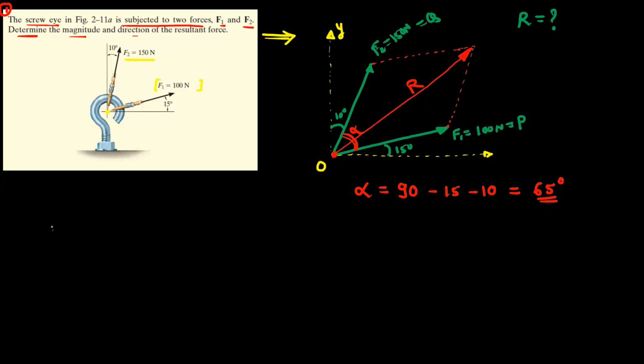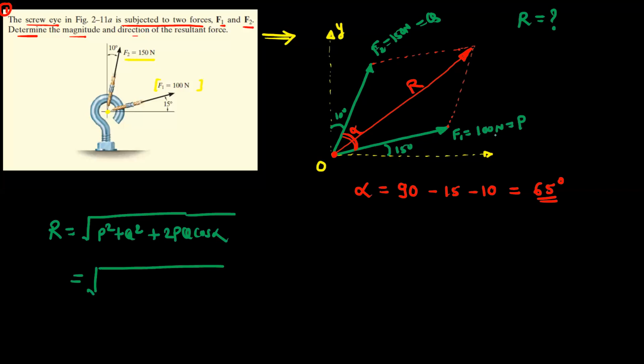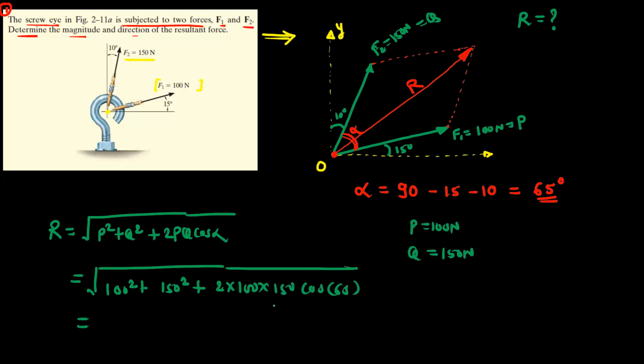Now use the law of parallelogram. So resultant R is equal to the square root of P square plus Q square plus 2PQ cos of alpha. So here P value is 100 Newton, force Q is equal to 150 Newton. So this is 100 square plus 150 square plus 2 into 100 into 150 into cos of alpha, which is 65 degree. Okay, so just solve this and get the value of the resultant force.